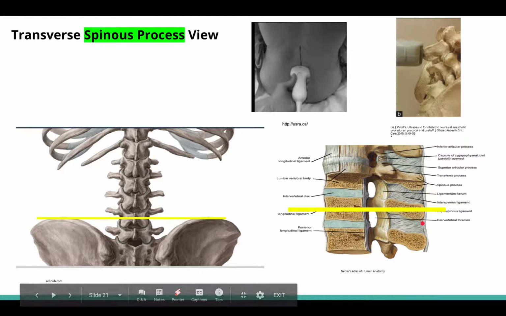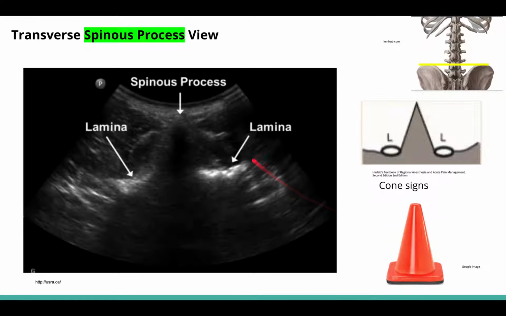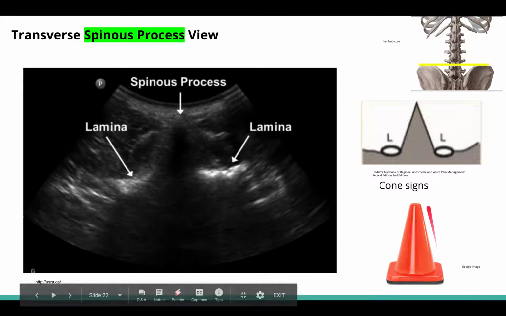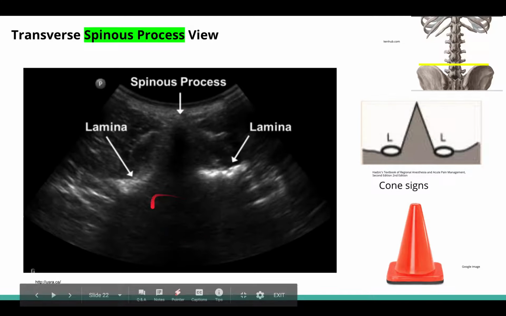In this view, the transducer is right on top of the spinous process. And the spinous process is a bony structure, so it will block your ultrasound beam from penetrating deeper structures. So you won't see a whole lot in this view. Here we have a traffic cone sign. You see the spinous process in the middle and your lamina. You won't see a whole lot down here, just your spinous process.